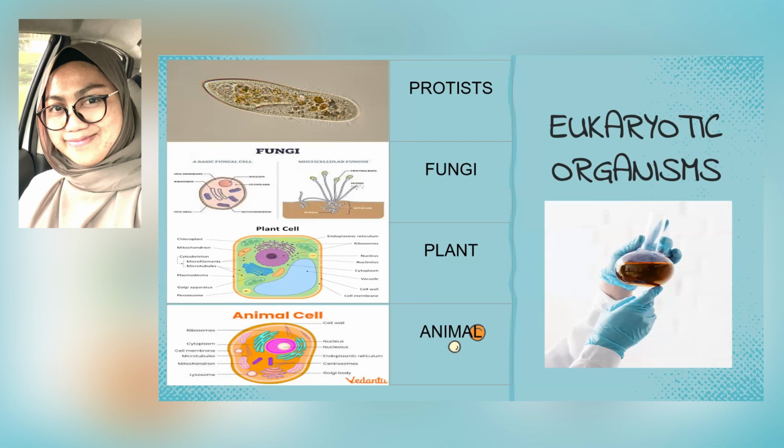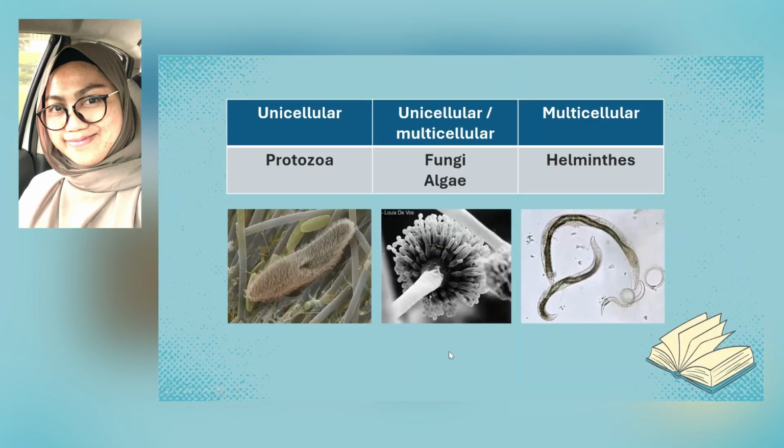Eukaryotic organisms include protists, fungi, plants, and animals. So these are the examples: unicellular ones like protozoa, and fungi and algae, which are either unicellular or multicellular. Helminths are the multicellular type.